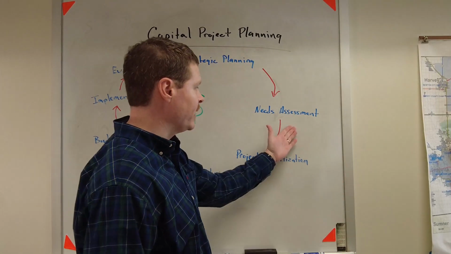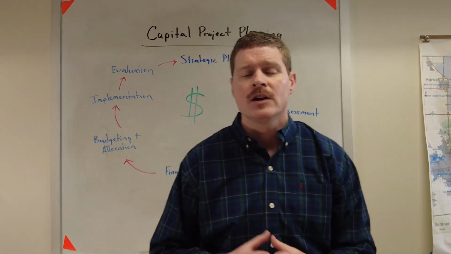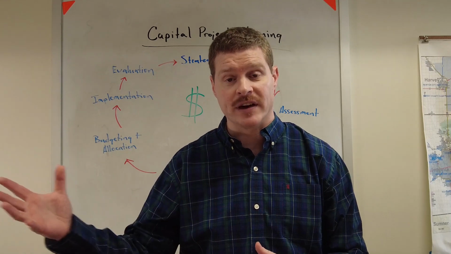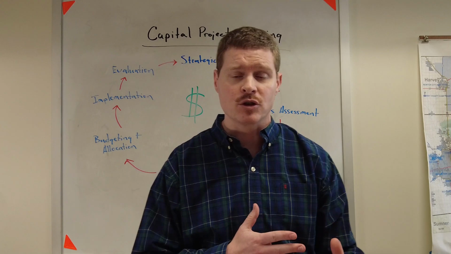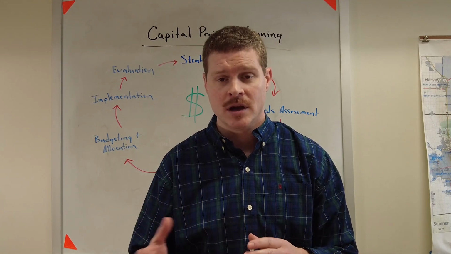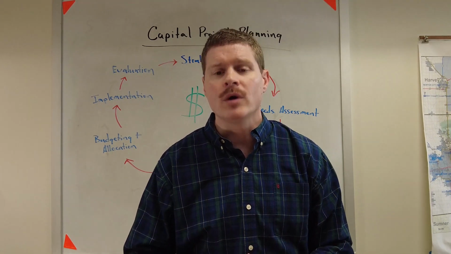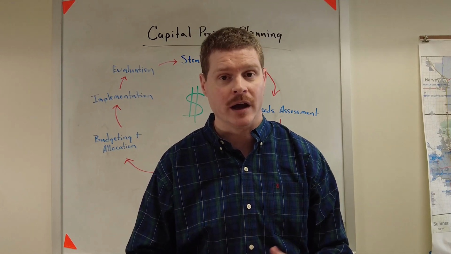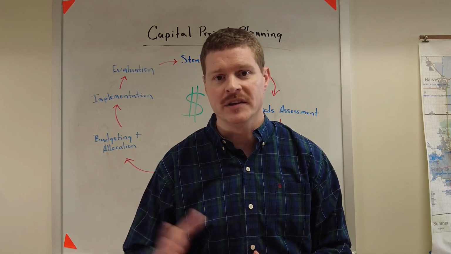After the needs assessment phase, we then transition to the project prioritization phase. During the project prioritization phase, what we're going to do is take the list of needs that we've identified in the needs assessment phase, and evaluate those projects based on a list of criteria and prioritize them to determine how we are going to allocate public funds. When we evaluate these projects, we're going to be looking at a variety of different criteria to help us determine and assign values based on these criteria.